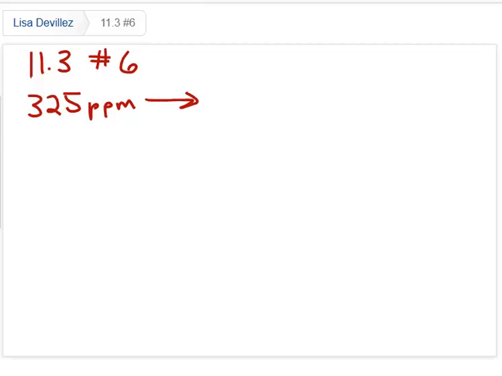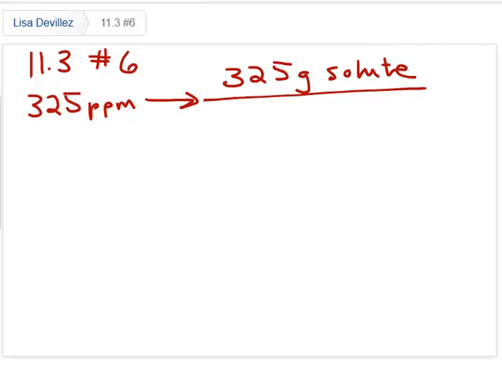So this means that I have 325 grams of my solute, right? Parts per million is solute over solution. And the parts per million just means that that's per 1 million grams of solution. Okay, well, let's break that part down.